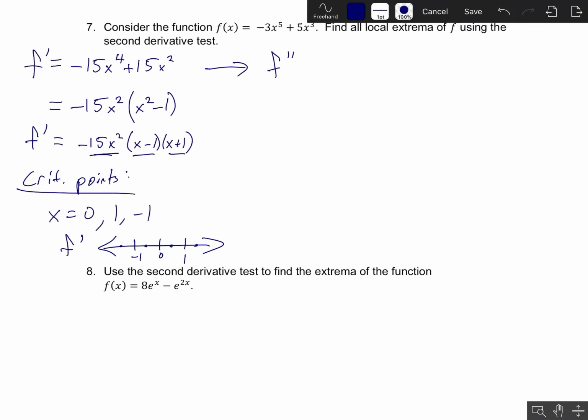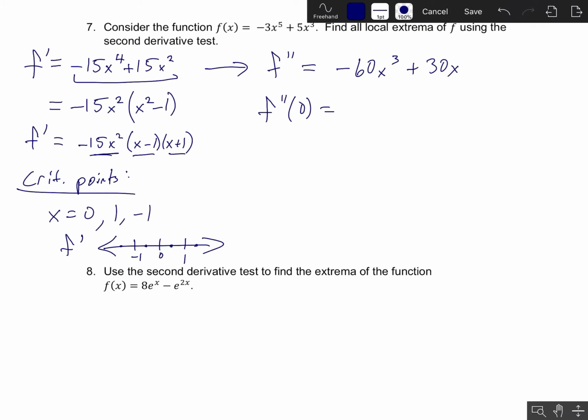Now, in order to do that, we need to actually compute the second derivative. So we're just going to take another derivative. So we'll take a derivative of this function. If I take a derivative of negative 15x to the fourth, that would give me negative 60x cubed. And then if I take a derivative of the next term, 15x squared, what I would get is a plus 30x. So that's the second derivative of f.